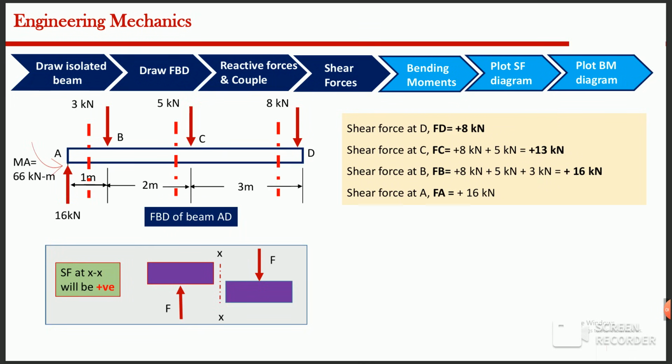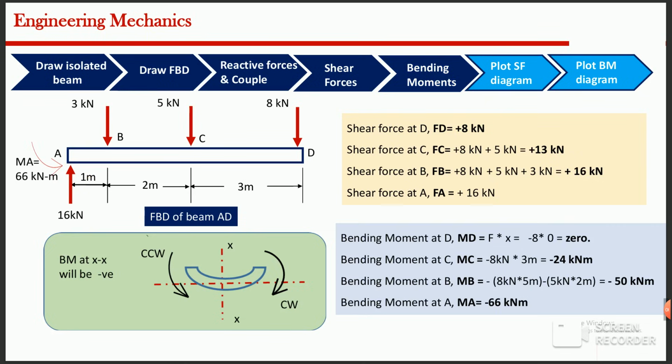At point B, all three loads contribute. Therefore, the shear force becomes plus 16 kilonewtons. Finally, the shear force remains plus 16 kilonewtons at the fixed support A. These values will now be plotted in the shear force diagram.